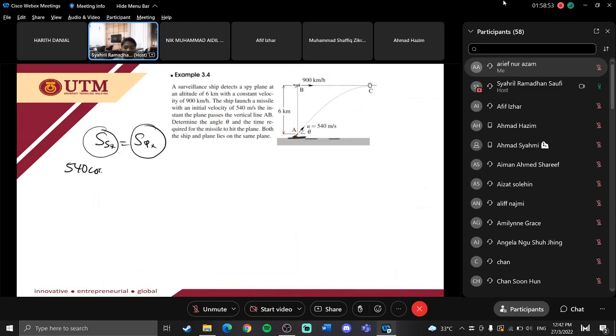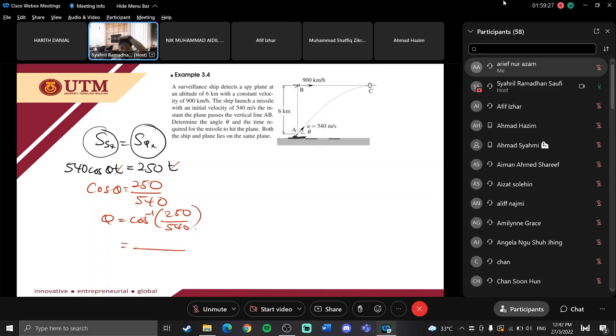540 cos theta t equals 250 t, because the horizontal distance is the same from point A to C and B to C. So you can cancel out this t, and then you will get cos theta equal to 250 over 540, and theta equals cos inverse of 250 over 540. Then you will get your theta.